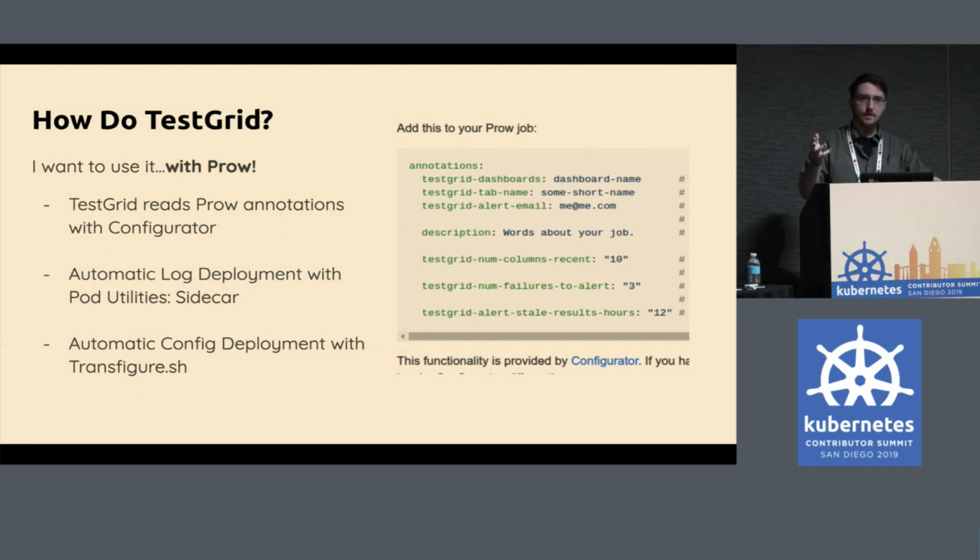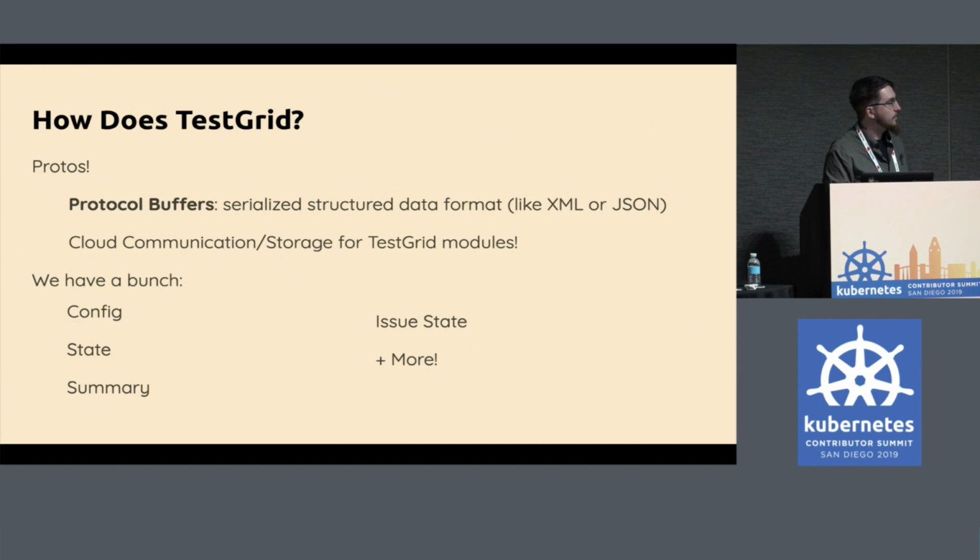And then once that's uploaded, you have your results. And so Prow does both of those things for you. In addition, if you're using an instance of Prow that isn't the Kubernetes instance of Prow, we have another utility called Transfigure that lets you take the configuration of your instance of Prow and pass it along so that it can be used on that pretty dashboard that we had earlier.